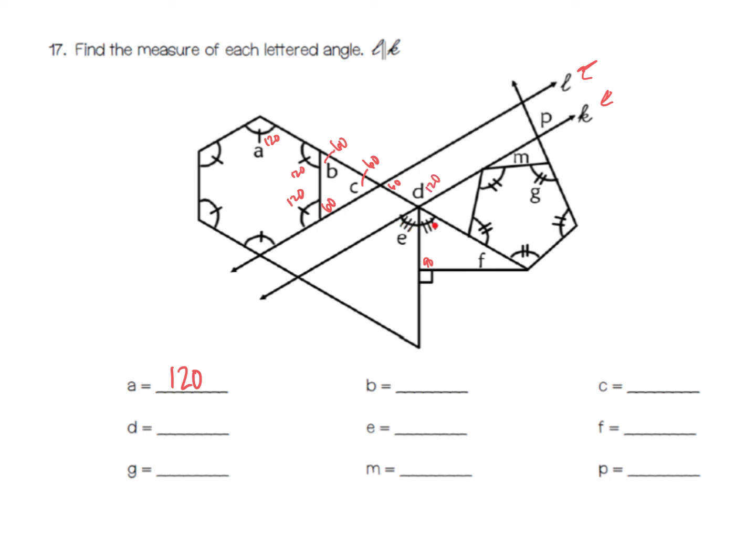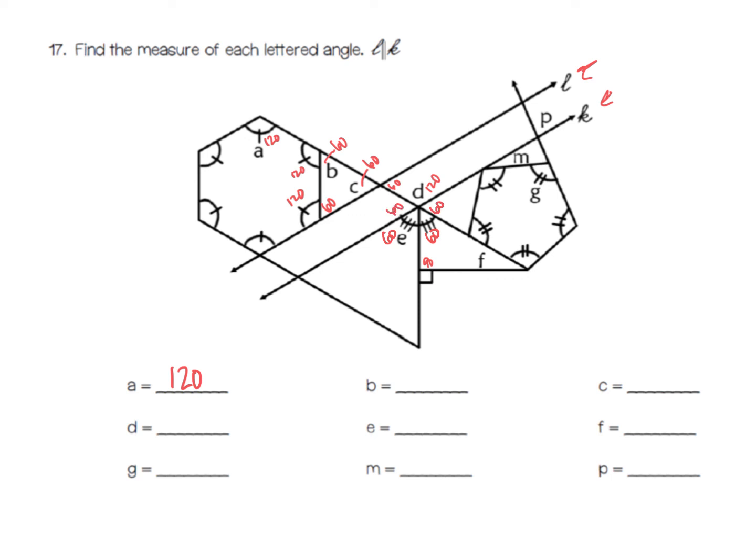Now, here at E, these two together are a vertical angle to this angle here at D. So that means this whole thing has to be 120, so it's got to be broken evenly into 60 and 60. So this is 60 and 60. That leaves me 60 here and 60 here. It's a lot of 60s.